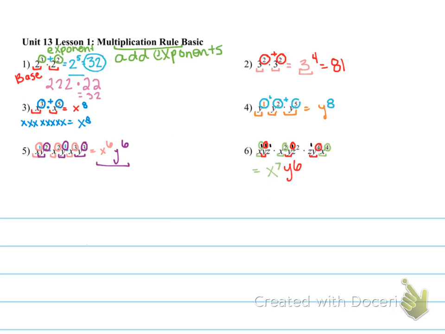And then lastly, I need to take care of my z. So I've got z to the 1, z to the 2. So 1 plus 2 gives me 3. And then z to the 1, which gives me z to the 4th. Okay, and that's our final answer. So take what has the same exponent, add them together, and you can do it.